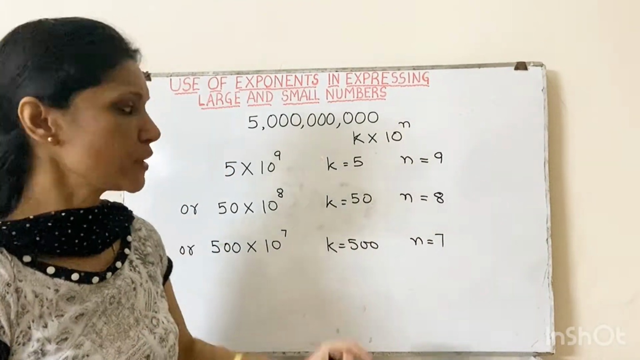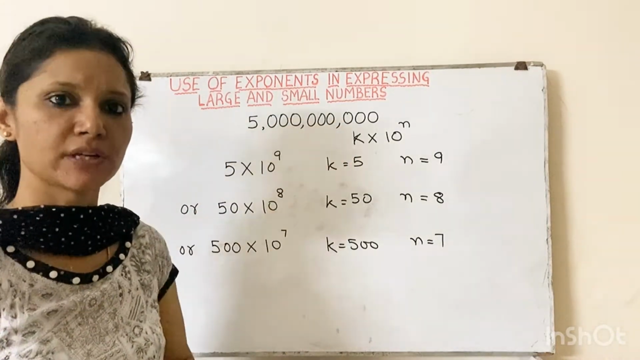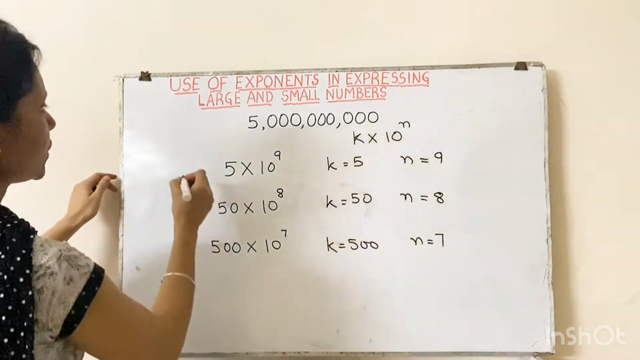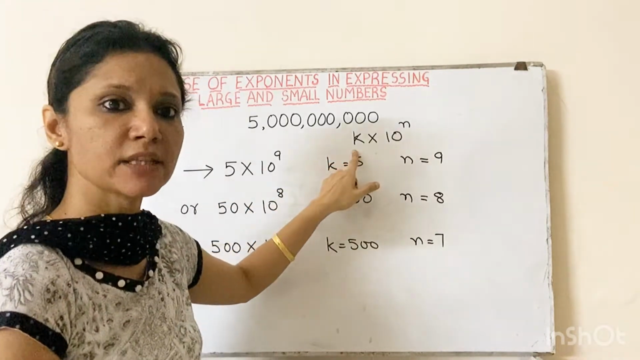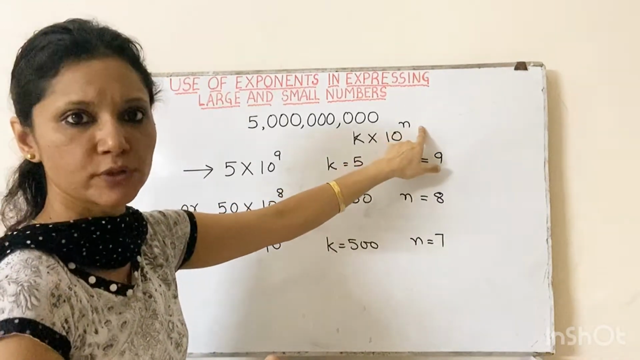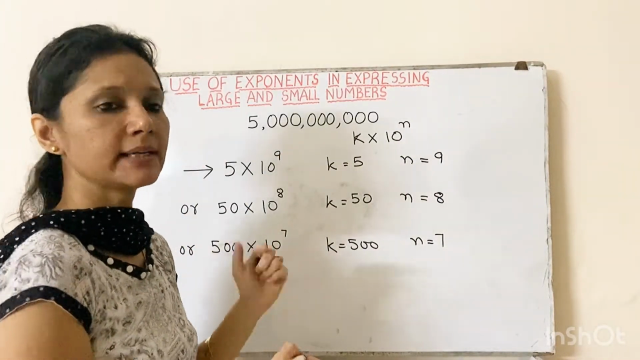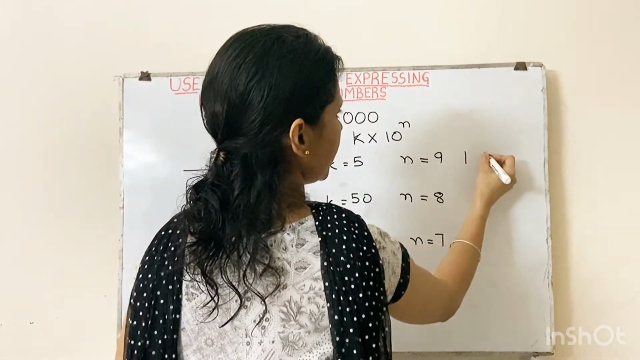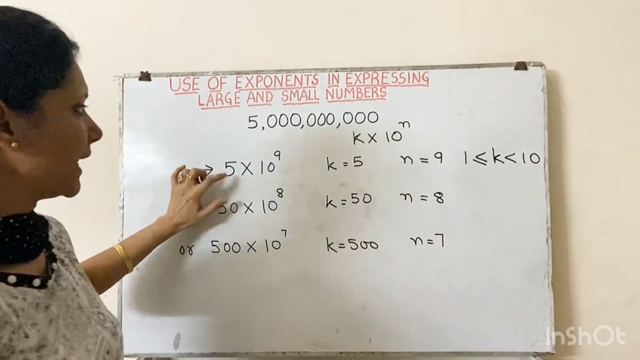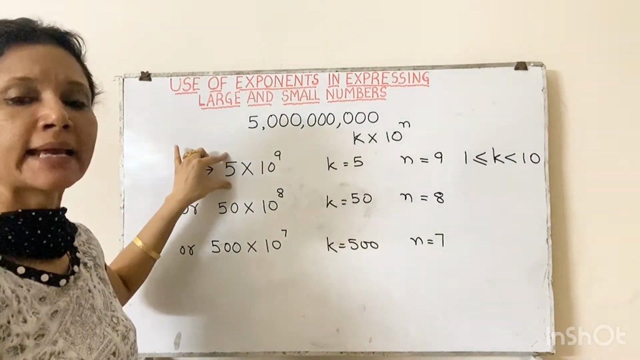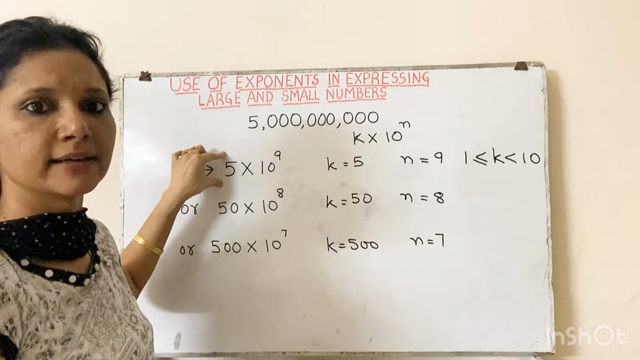But now the question is, which among these is the standard form of representing this very large number? So out of these three, this one is the standard form. Why? Because when a number is expressed in the form of k multiplied by 10 raised to the power n, k should be between 1 and 10. So k should be greater than or equal to 1 and less than 10. The value of k should be between 1 and 10, including 1. So out of these three, this is my standard form.